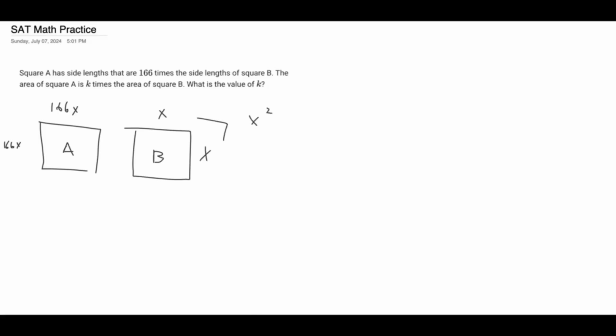And then we want to set this in proportion to 166 times 166X. So what that's going to give us is 27,556X squared. Alright, so now we want to compare these two numbers, right? Because this is the area of square B, and then the one on the bottom is the area of square A. So how can we compare?